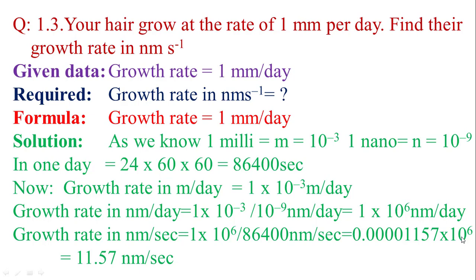That is equal to 0.00001157 multiplied by 10 raised to power 6. So we round off this answer, and the final answer will be 11.57. This is the first method to solve the equation. Now we solve by another method, which is easier as compared to the first method.